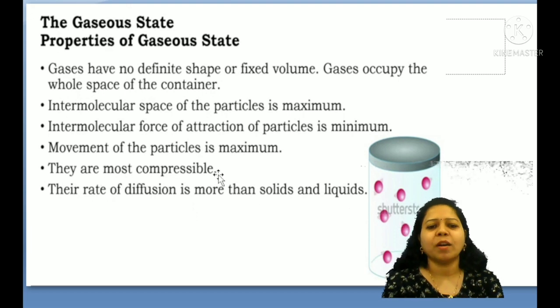They are most compressible. Intermolecular space is more. That's why when we apply external pressure on them, they come closer, and that's why they are easily compressed. That's why we say they are most compressible. Their rate of diffusion is more than that of solids and liquids. Why? Because the intermolecular space is more. That's why another substance can easily enter into the gas, and that's why the rate of diffusion of gas is very high.